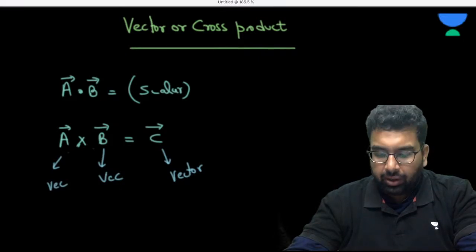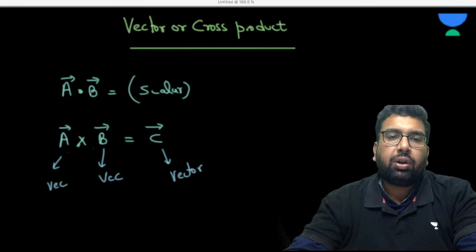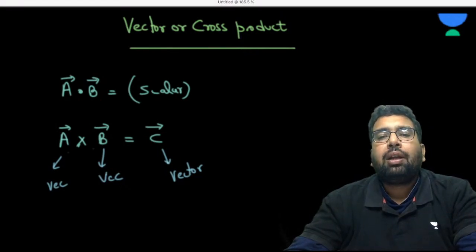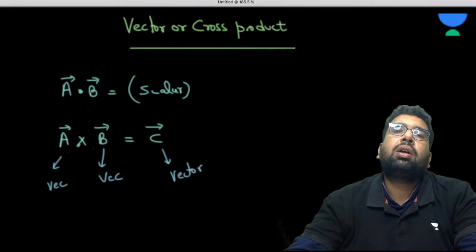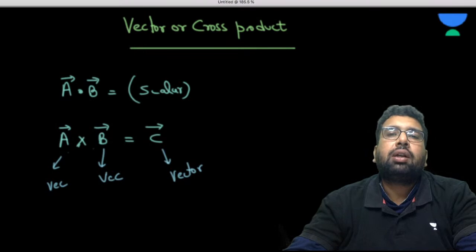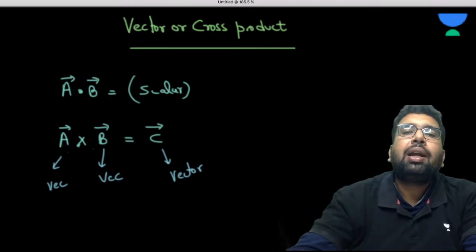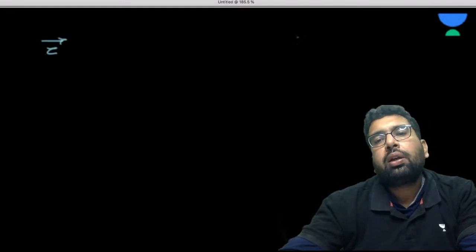Take work done. In work done, when we multiply two vectors, work done is a scalar quantity. So when we take the dot product of force, which is a vector, with the displacement, which is again a vector, we get the work done, which is a scalar. But there are some quantities like the torque. This tau is torque.